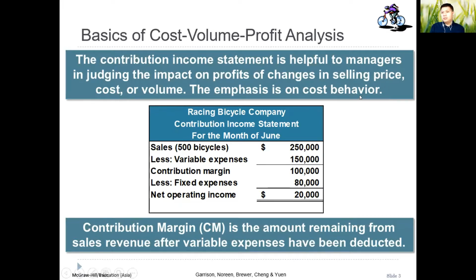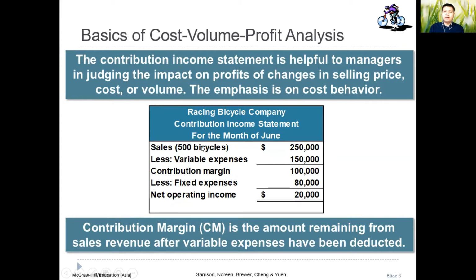Okay, so just like in the previous chapter, we talk about fixed costs, we talk about variable costs. And then we introduce also this contribution format income statement, if you remember it. And in the exercises that were answered by group 1, we saw this also. Okay, so this is the contribution income statement of Racing Bicycle Company for the month of June. The year is not stated.